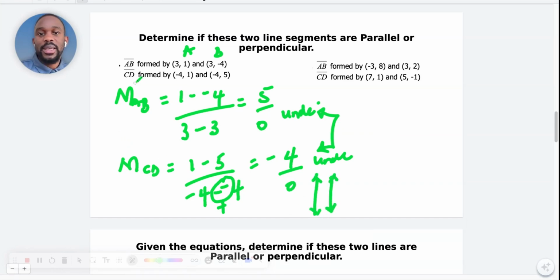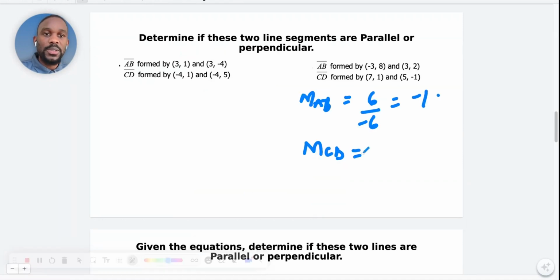So they never touch. Okay, if you watched my video about undefined slopes and then zero slopes, you should know this by now. If you haven't watched those videos, please go back and watch them. Let's look at the last example. To get the slope of CD, still subtract the y's. 1, and this gives you 1. So here we have a slope of -1 and a slope of 1.